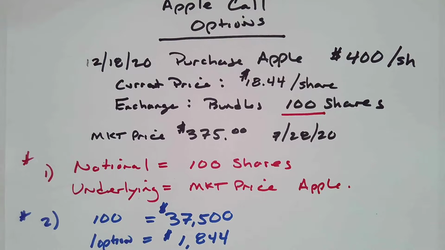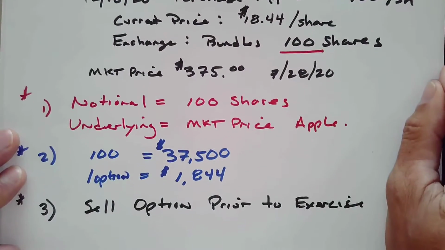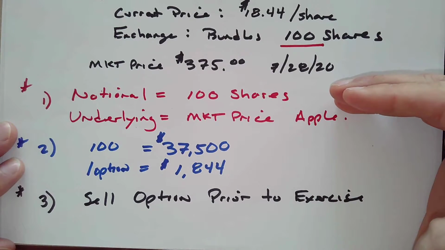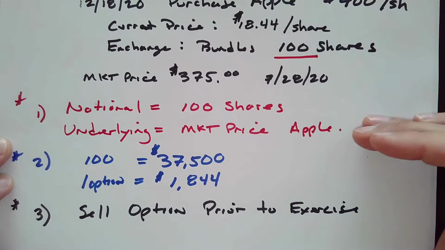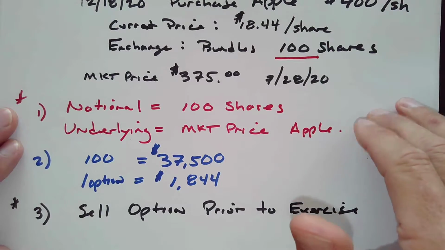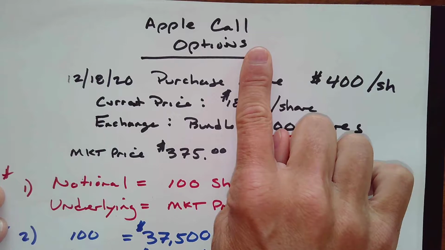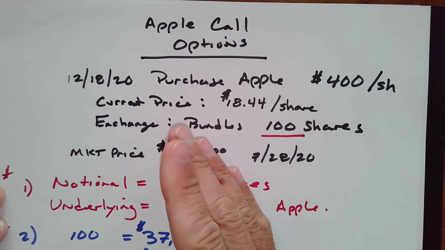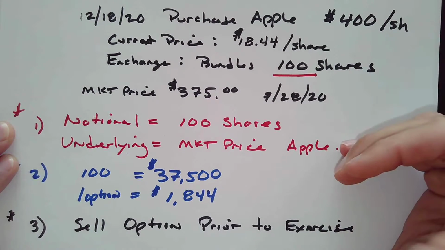Okay, so we've gone through our Apple call option and we have qualified it as a derivative. We've gone through our three criteria. We know what the notional was: 100 shares in this particular call option. The underlying was the market price of Apple. So as the market price of Apple stock goes up or down, this call option contract either goes up or down, depending on if it's a call or a put. So we qualified under criterion number one.